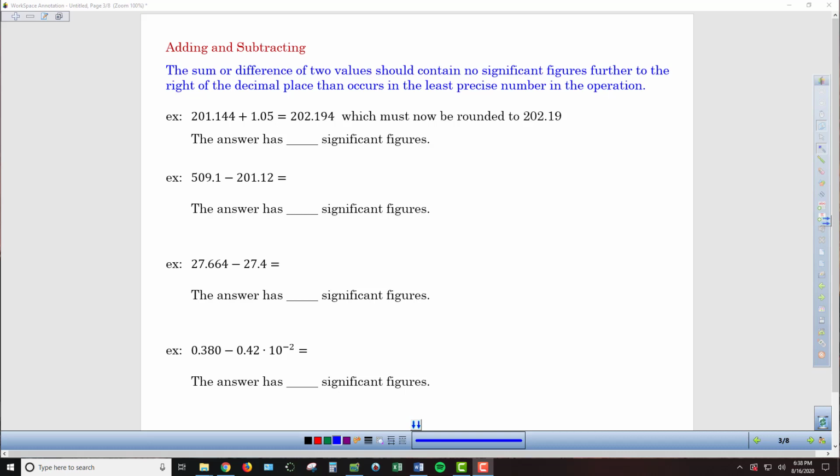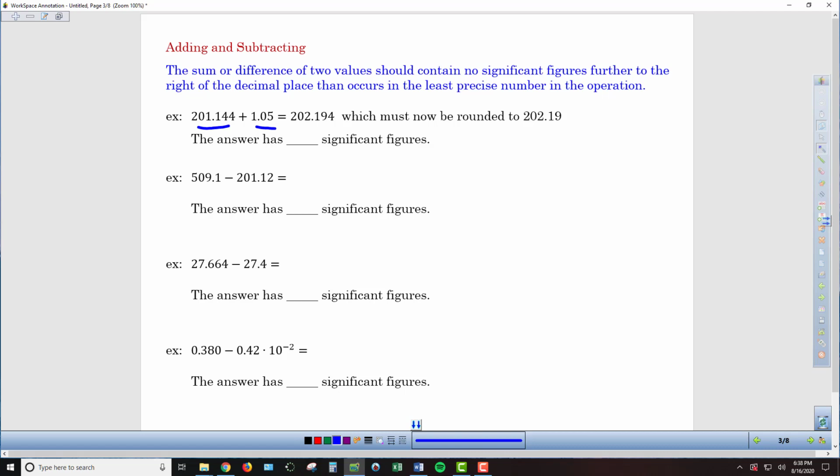So if we look at the first example, we've got 201.144, so that's accurate to the thousandths place. Plus 1.05, that's accurate to the hundredths place. So the first number is accurate to the thousandths, the second is accurate to the hundredths. So we add those numbers as they are, and we get 202.194.